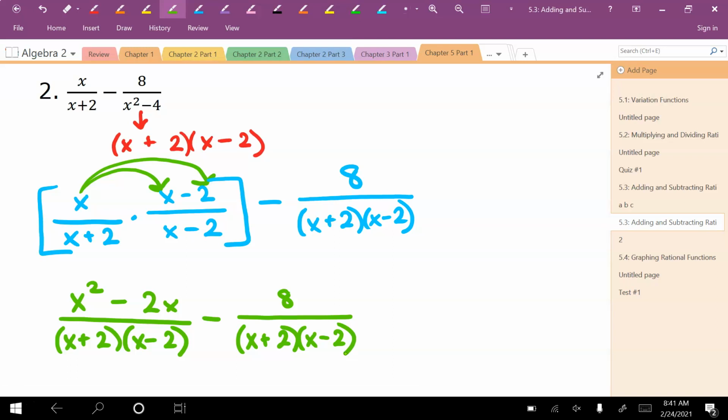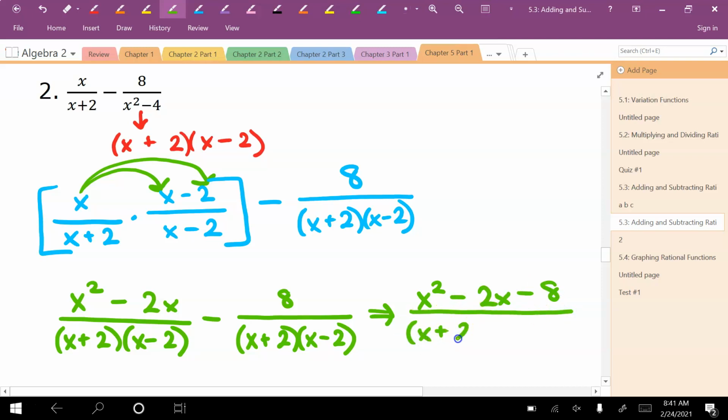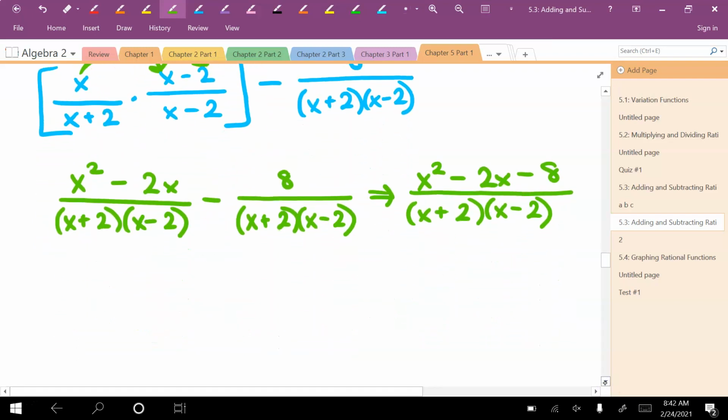Now that your denominators are the same, we can simplify the numerator. If you look at the terms on top, you have an x squared, a negative 2x, and then minus 8. You can't really combine any of those because they're all different. So we're just going to write it out as a new expression. It's just going to say x squared minus 2x minus 8 over that x plus 2, x minus 2. Let's try to factor the top.